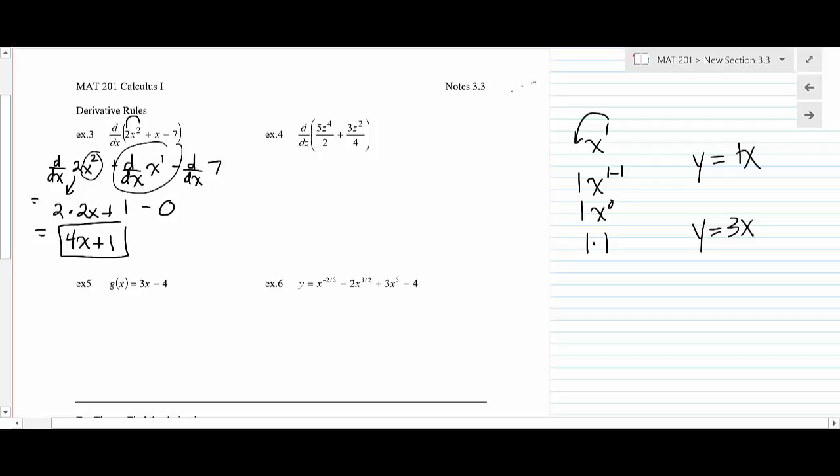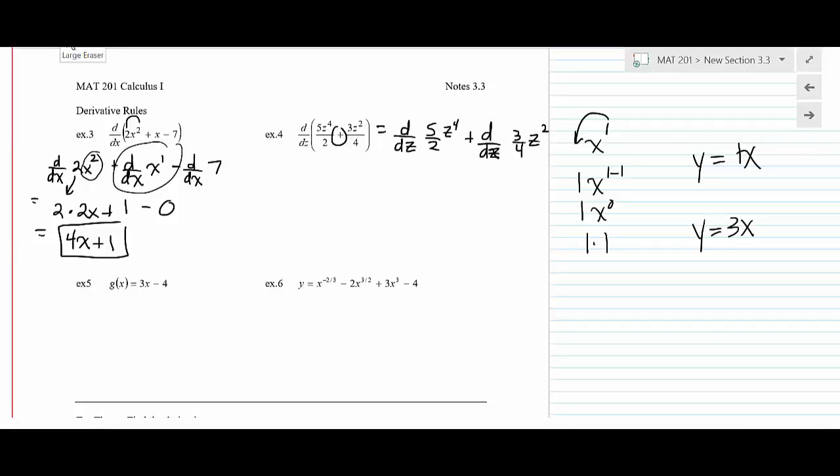Okay, let's take a look at this one. This one is d/dz, so the variable I'm using is z. So again, what I'm going to do is look at d/dz, and I'm going to split this up into 2 parts since there's a sum. So I'm going to write this as d/dz of 5/2 z to the 4th, plus d/dz of 3/4 z to the 2nd, like that. Now again, most of this you're just going to do in your head. So that's a constant. What do you do? You write it down.